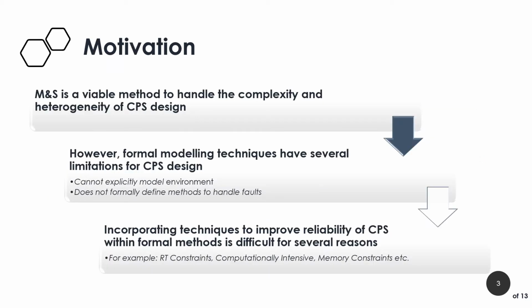systems. So our motivation is from the fact that modeling and simulation is a viable method to handle the complexity and heterogeneity of cyber-physical system design. However, formal modeling techniques have several limitations. For example, they cannot explicitly model the environment, and because you can't explicitly model the environment, faults are bound to occur. Now, these methods do not formally define how we handle these faults, right?